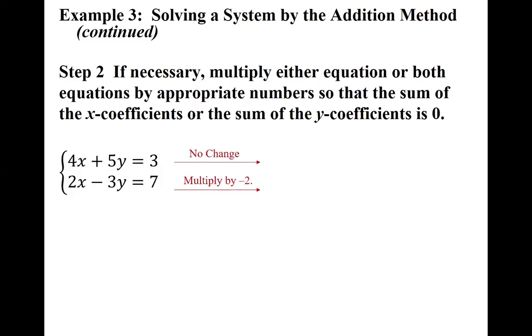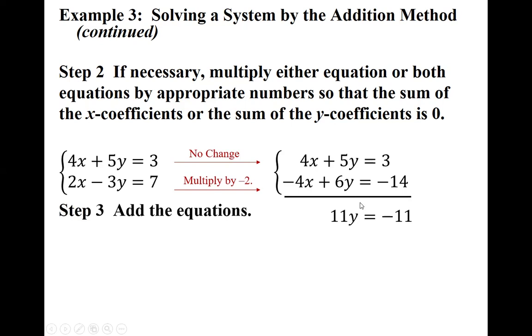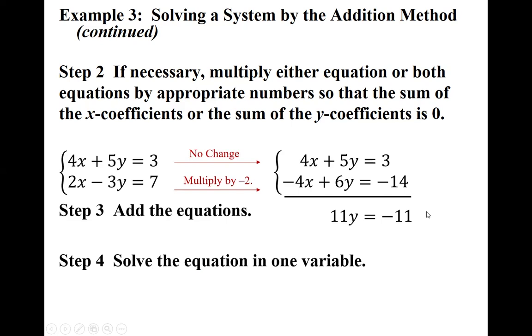We're going to multiply the second equation by -2. And that's both sides. We're distributing, and it's on both sides. So -2 times 2x is -4x. -2 times -3y is +6y. +7 times -2 is -14. Now, when we add these two equations together, we get 11y equals -11, which we can quickly solve for y by dividing both sides by 11. We get y equals -1.